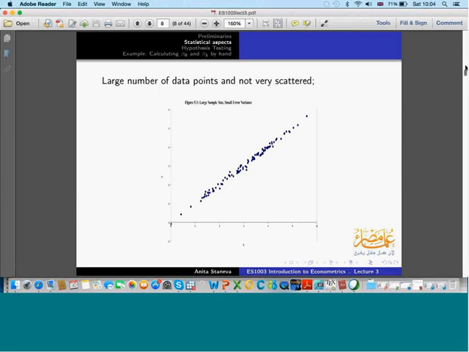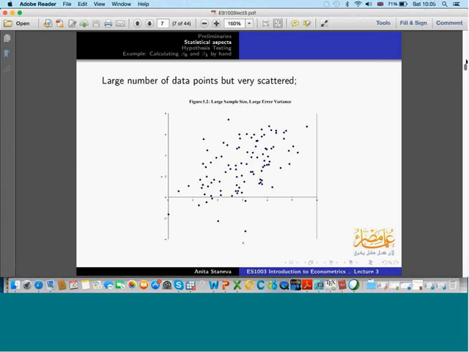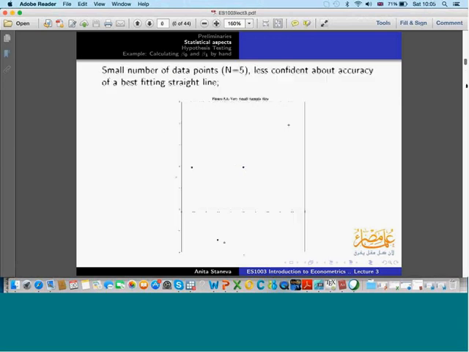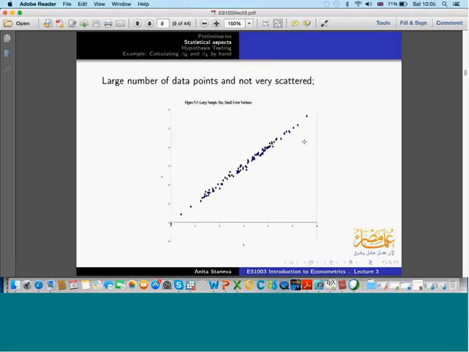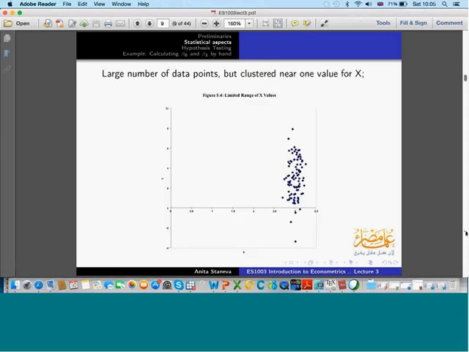So we are less confident about the accuracy of the best fitting straight line that we want to draw in our figures here or here. However, we are more confident to draw this straight line having a large number of data points. We could have this case where again we have a large number of data points, but they're close to near one value of x. So still we are less confident to fit our straight line over here.